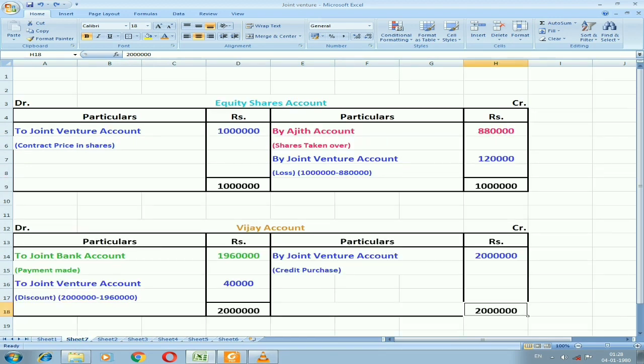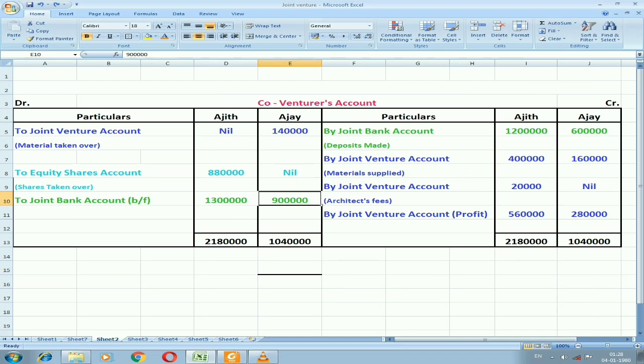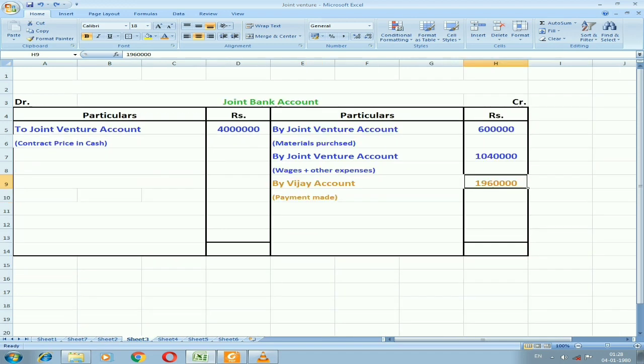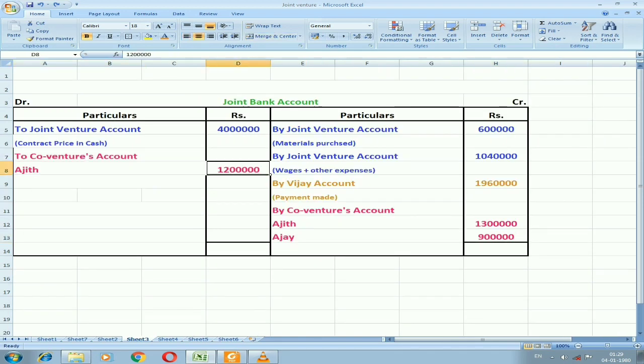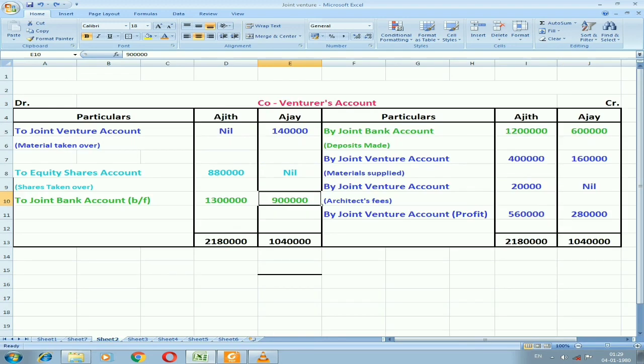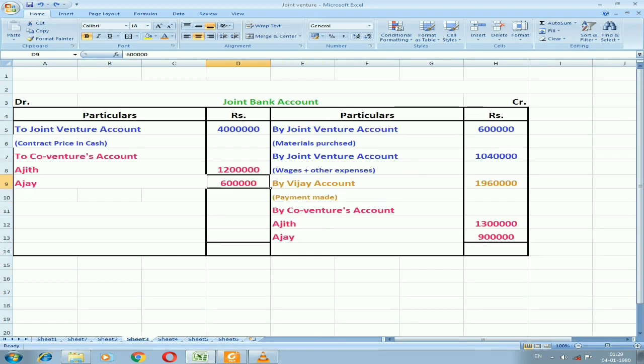Then we need to move forward to the next account, that is co-ventures account. On the co-ventures account debit side, we have joint bank account balance brought forward, which we are supposed to record on the credit side: Ajit 13 lakh, Ajay 9 lakh. Apart from that, on the credit side of co-venture account, we have one joint bank entry, that is deposits made. This is supposed to be transferred to the debit side of co-ventures account, Ajit 12 lakh, Ajay 6 lakh. Apart from that, we don't have any other information. So let us do the total. The balance will be the same on both sides, 58 lakhs.